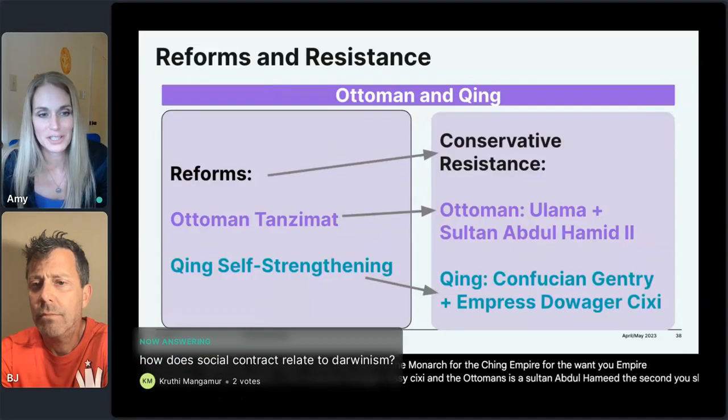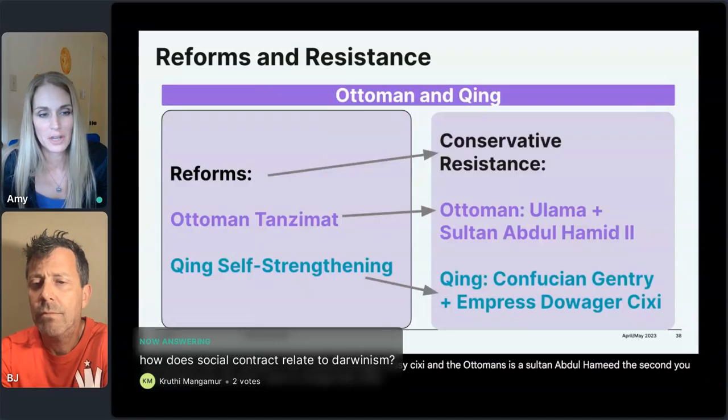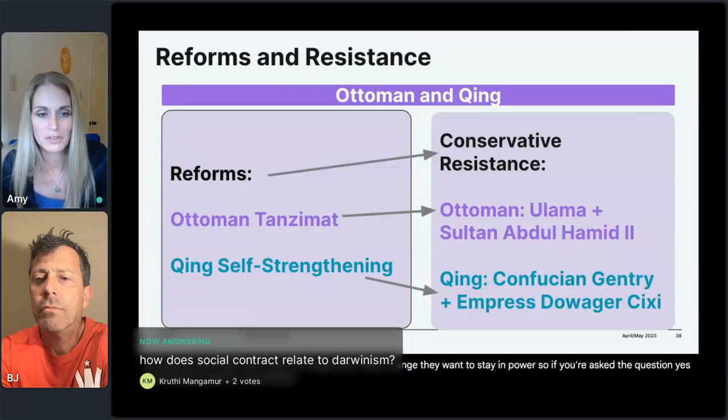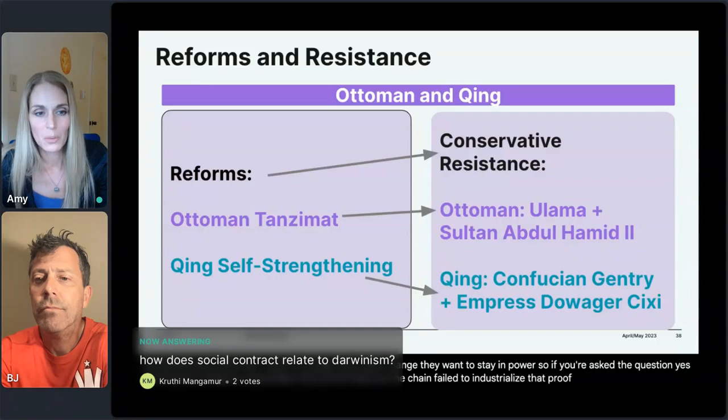You should totally throw those into your DBQs. These are two monarchs that don't want to change. They resist change. They want to stay in power. So if you're asked the question, yes, the Ottomans failed to industrialize. That proves fatal. Yes, the Qing failed to industrialize. That proves fatal. Why? They had conservative rulers.